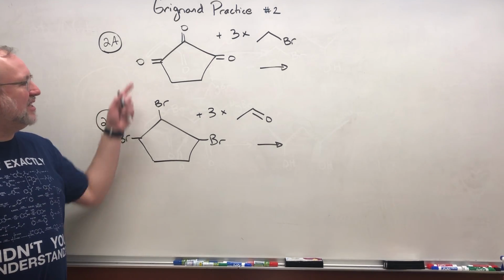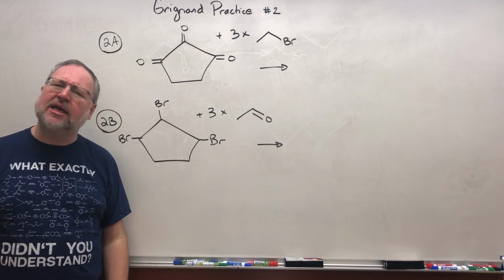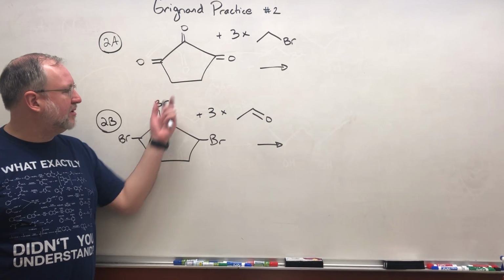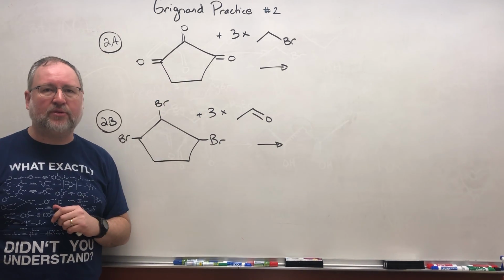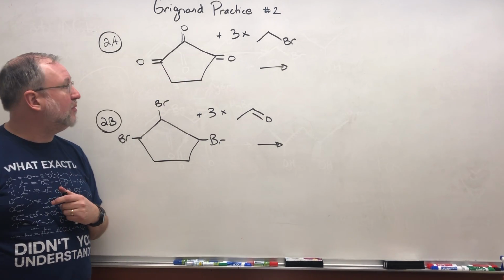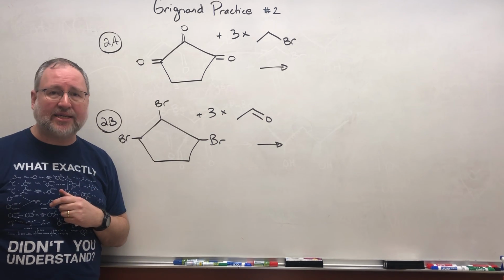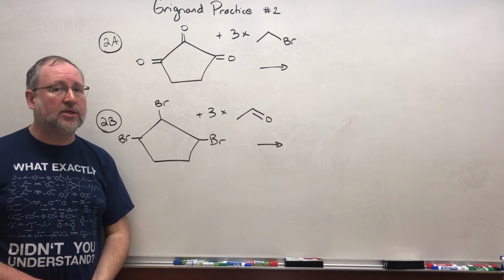In this particular case, I have 2 exercises. They're kind of similar to each other, right? They both involve this 5-membered ring. In this particular case, what I want you to do is, I've given you the reactants. I want you to think about what the products are.